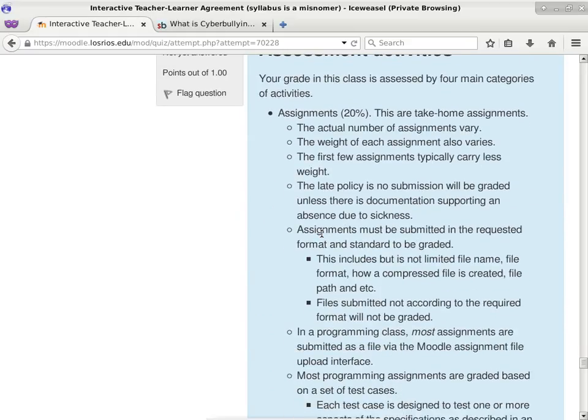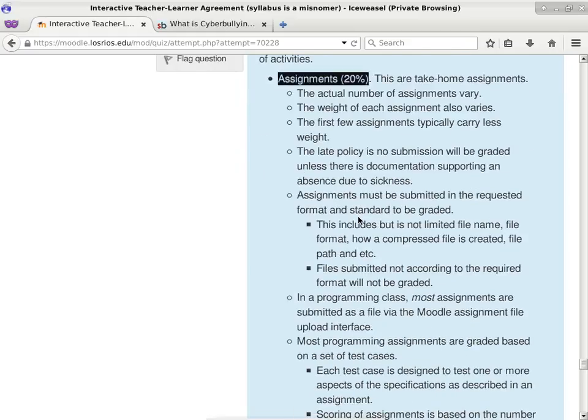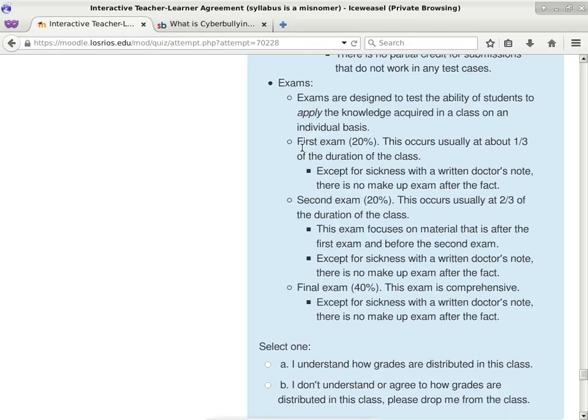Assessment activities, this is a typical thing that I do. 20% of your grade will come from homework assignments, so that's only 1/5 of your grade. There will be 3 exams. The first exam, which is about 1/3 through the semester, is 20% of your final grade. The second exam, which is about 2/3 through the semester, is 20% of your final grade, and the final exam itself is 40% of your final grade.